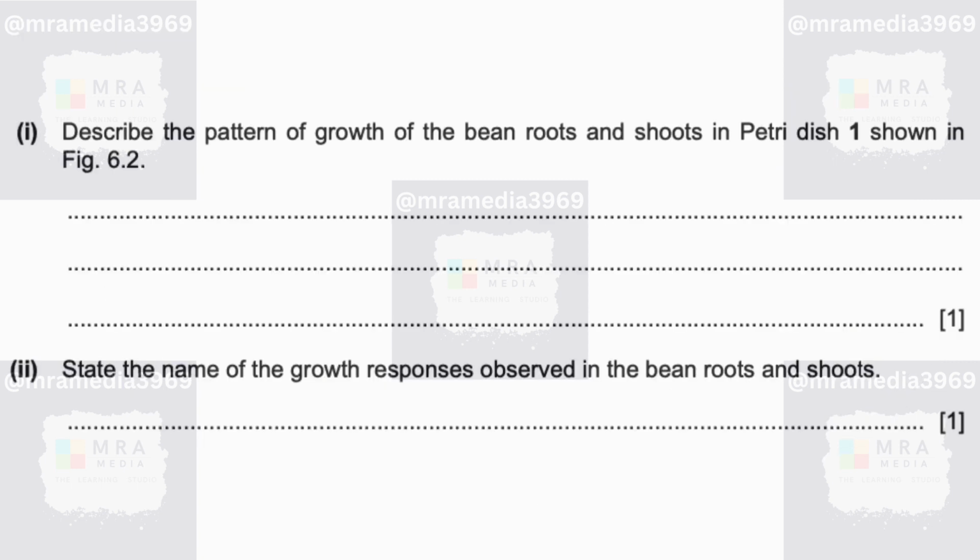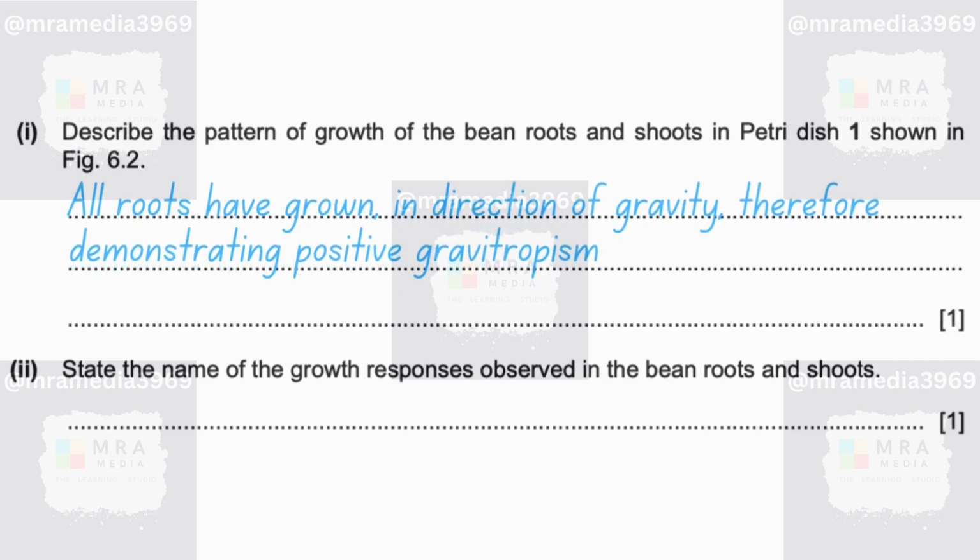Describe the pattern of growth of the bean roots and shoots in Petri dish 1 shown in Figure 6.2. Roots generally exhibit positive gravitropism or geotropism, meaning they grow in the direction of gravity, typically downward into the soil. This behavior is a characteristic feature of plant roots, regardless of their initial orientation. Roots detect the gravitational pull and respond by growing in the direction that helps them delve deeper into the soil, a process known as positive gravitropism. From this experiment, we can observe that all roots have grown in direction of gravity, therefore demonstrating positive gravitropism.